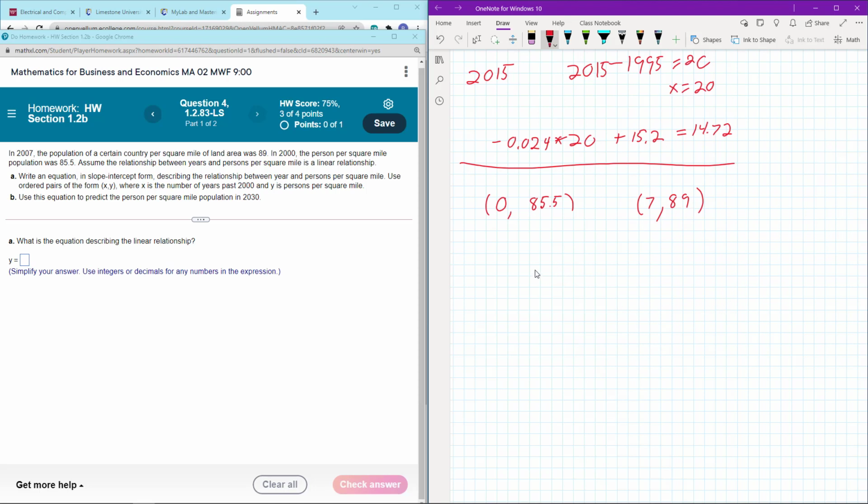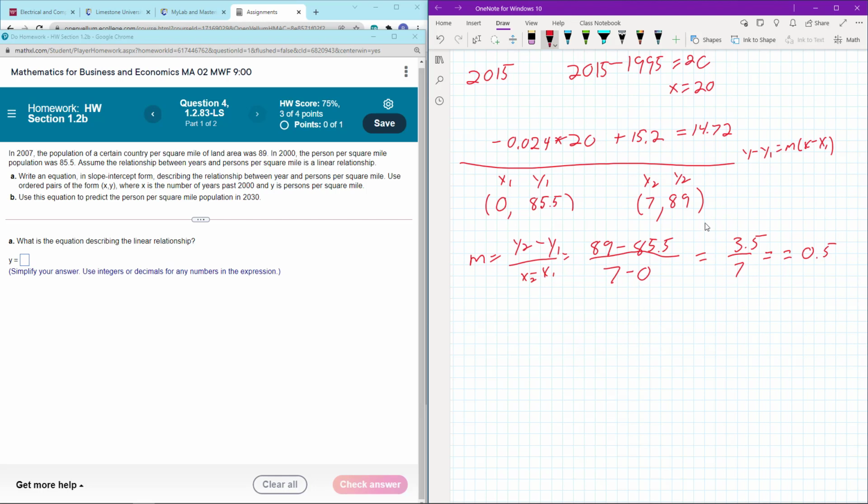Now, once again, we want to use point slope, which is y minus y1 is equal to m times x minus x1. Okay, and first to do this, we need to find the slope. So let's call this x1, y1. This is our first point. Call this x2, y2, and let's compute our slope. m is equal to y2 minus y1 over x2 minus x1. Well, y2 is 89 minus 85.5, and then in the denominator, x2 is 7 minus x1, which is 0. All right, now 89 minus 85.5 should be 3.5. And then 7 minus 0 is 7, okay? And then 3.5 divided by 7 is equal to 1/2, or 0.5. Okay, so that's our slope. m is equal to 1/2.